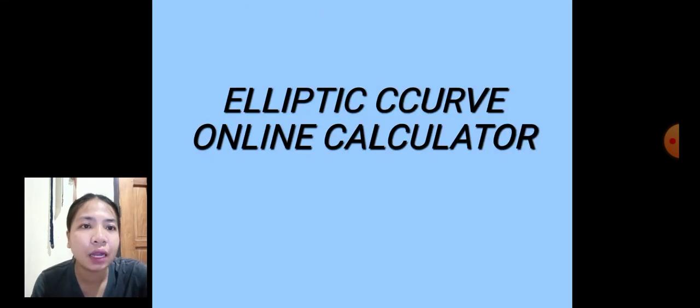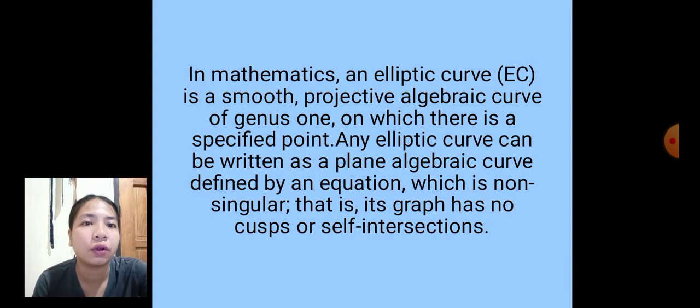Elliptic curve online calculator. In mathematics, an elliptic curve is a smooth projective algebraic curve of genus 1 on which there is a specified point. Any elliptic curve can be written as a plane algebraic curve defined by an equation which is non-singular, that is, its graph has no cusps or self-intersections.